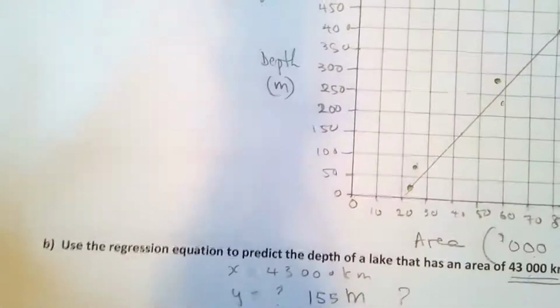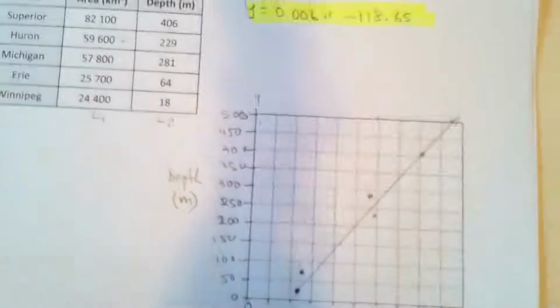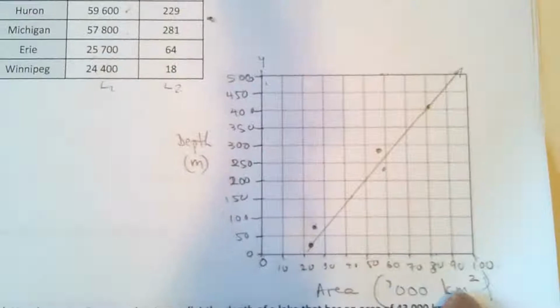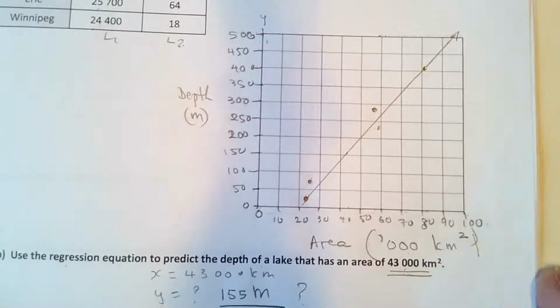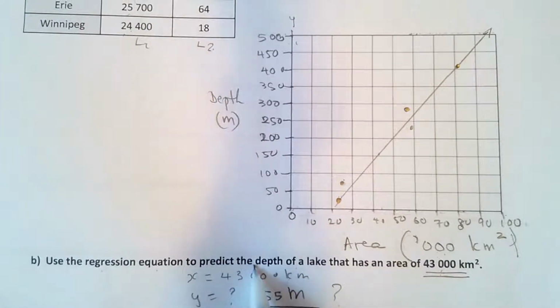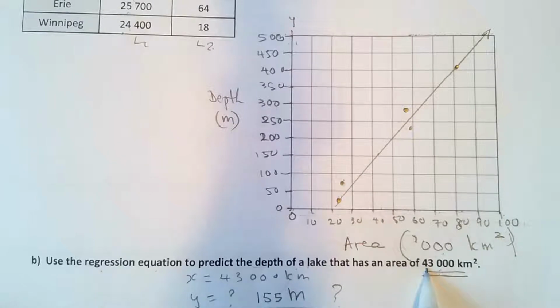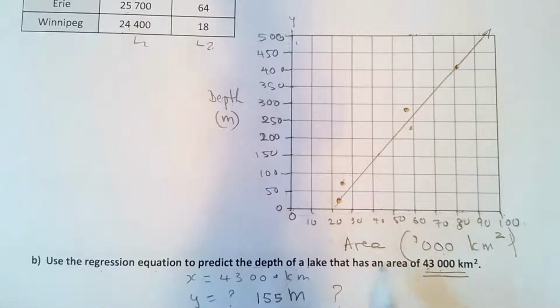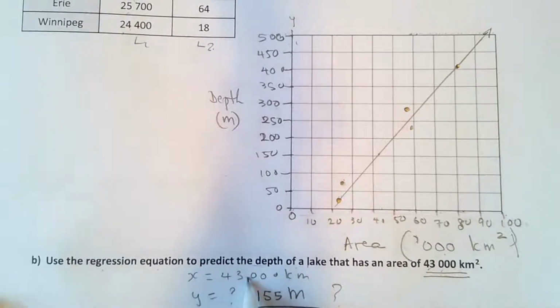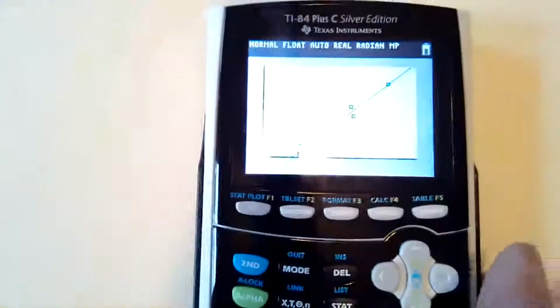The question now comes up. The regression equation question is, what is the depth of any lake that has an area of 43,000 square kilometers? So, when x is equal to 43,000, what is y? Now we have a y of 155 here approximately. So let's see what our calculator would tell us.